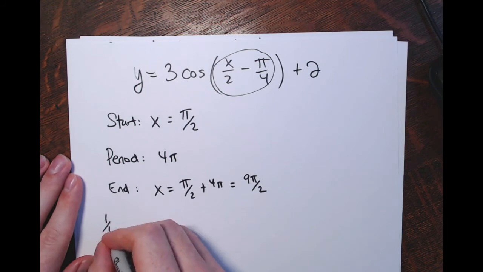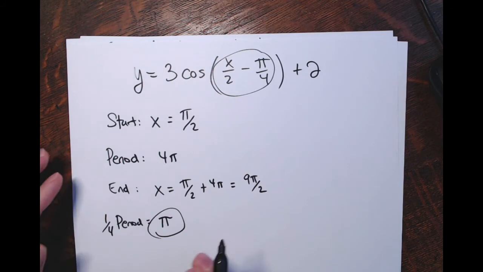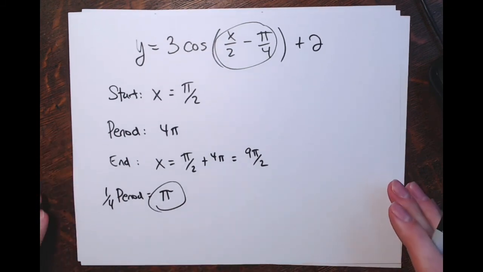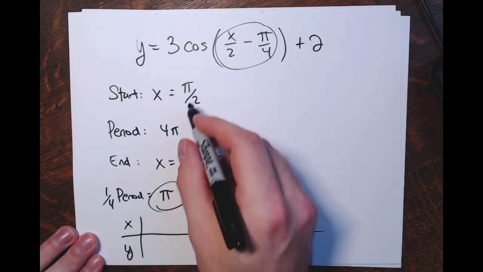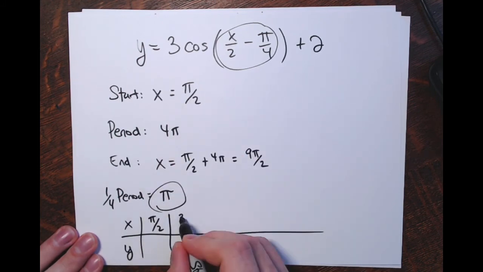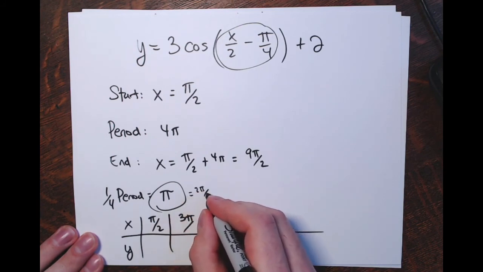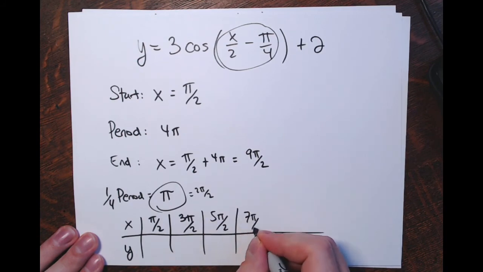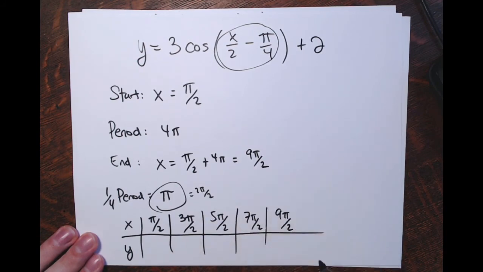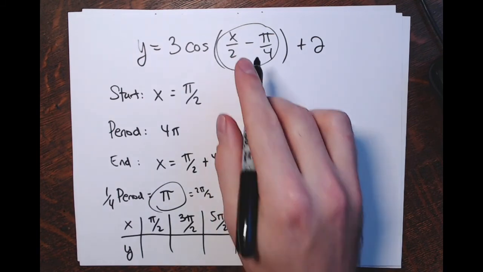A quarter of the period is again pi, so this will be the distance between all my notches, all my key values. Here's a chart starting at pi over 2, and then I just keep adding pi, which is 2 pi over 2, right? So 3 pi over 2, then 5 pi over 2, then 7 pi over 2, then 9 pi over 2 are the key values for my first cycle. And then I plug these into this function.